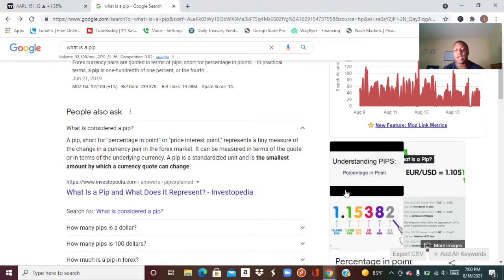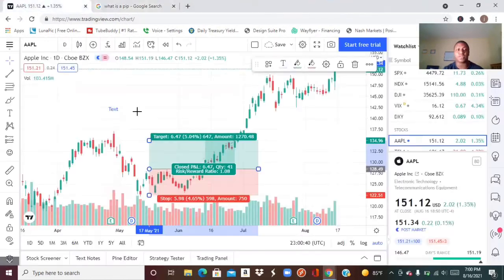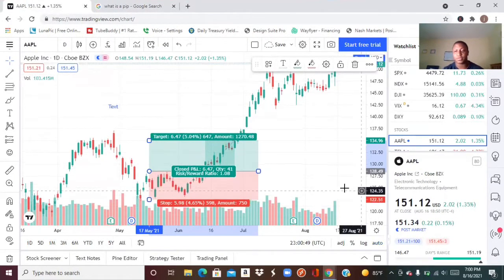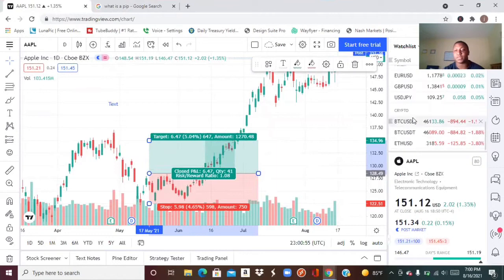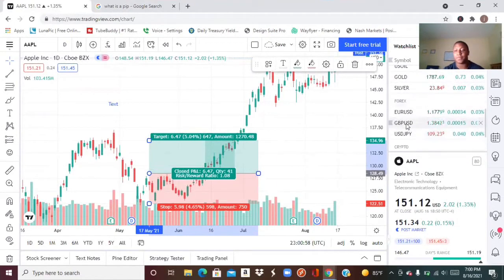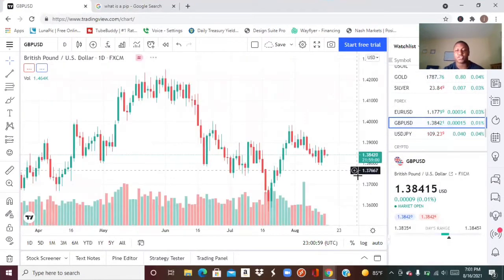Now, the way that you actually find out what a pip is, is by the 4th decimal point, right? So right here, 1, 2, 3, and 4. This is a pip, right? This 4th number is considered a pip. Now, each particular pair is different, but let's actually look at a US pair. A Forex pair, GBP versus USD.